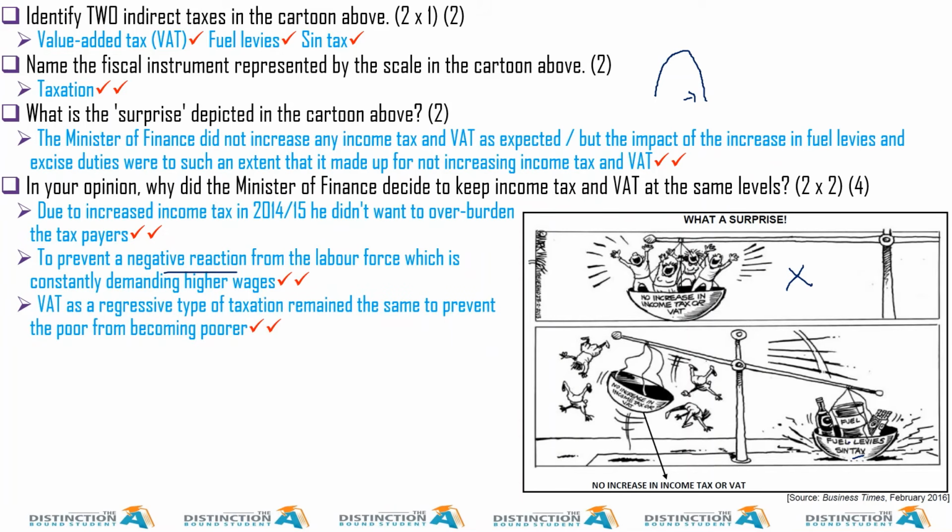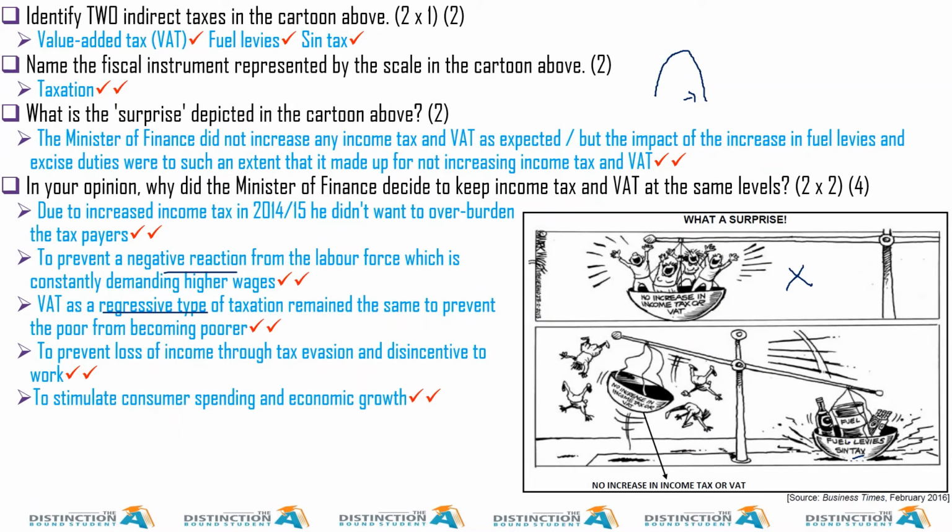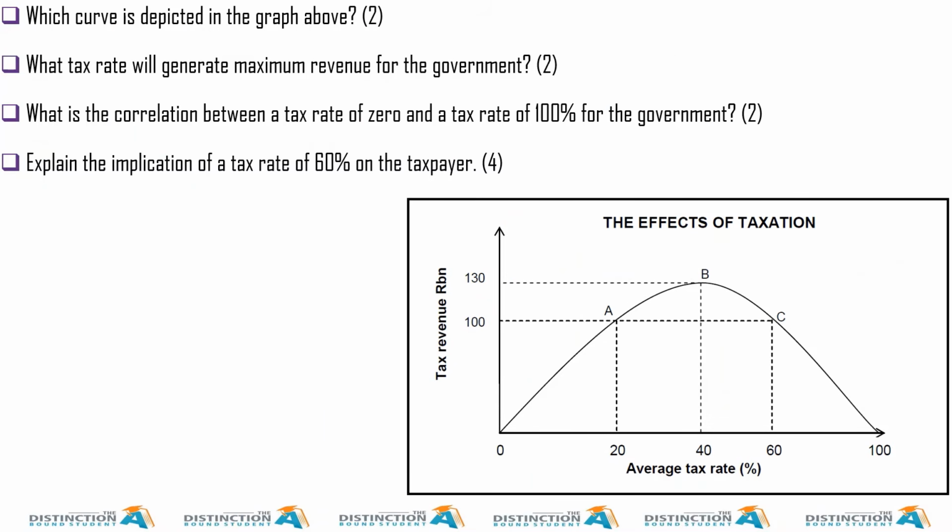VAT as a progressive type of tax remained the same to prevent the poor from becoming poorer. Not progressive, regressive, because I'm confusing myself, because when I read progressive, it didn't make sense, because VAT actually is not progressive. Everyone is paying the same 15%. You cannot distinguish the rich and the poor from that. If we all buy milk and VAT is 15%, we are all going to pay 15. So it cannot really be progressive. To prevent loss of income through tax evasion and disincentive to work. Right, to stimulate consumer spending and economic growth.